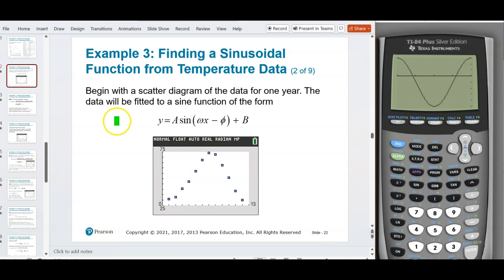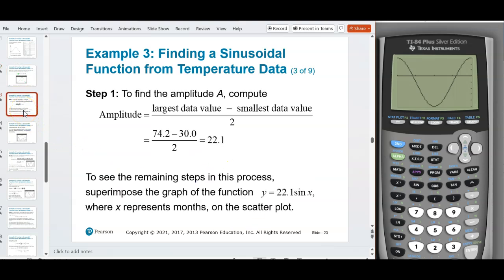But to do that, what we have to remember is what each thing does. Like A, the value of A, that's the amplitude. So that's the distance from the midline to the peak, or the midline to the valley. But what we could do, since it's the difference between the midline and the peak, we could find the minimum value, the maximum value, and average those, and that'll give us a pretty good idea. The amplitude. So the largest data value minus the smallest, that'll give us the total gap between the max and the min, and then dividing that by 2 will give us halfway with it. So that's basically the amplitude. So we know we're going to have a 22.1 in front of the sine function.